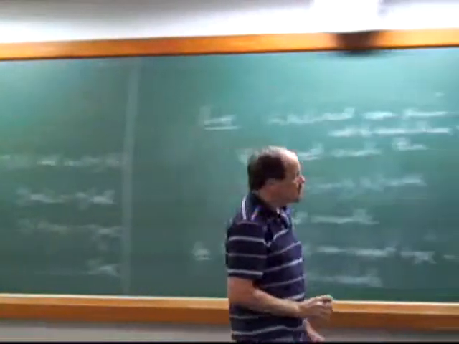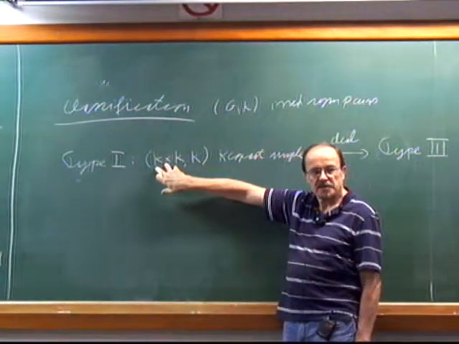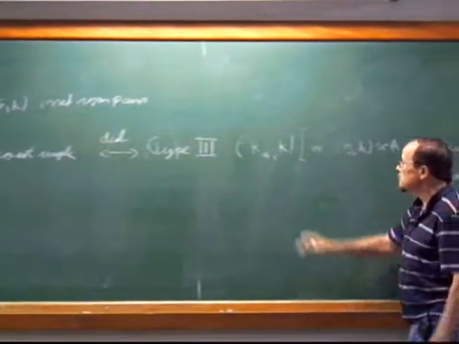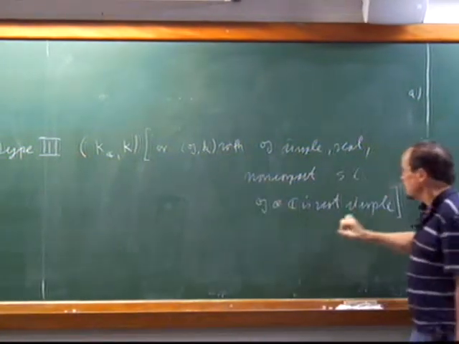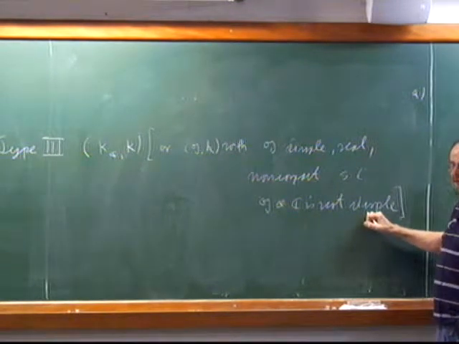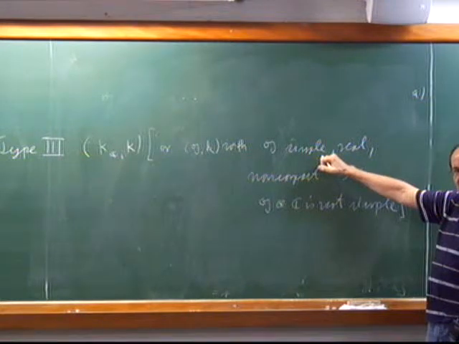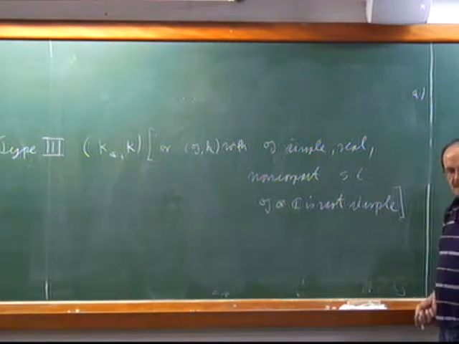For this first type, the compact type, of course, its complexification is not simple. It's the sum of two simple things. So the same thing must be on the right-hand side. This must be a Lie algebra G whose complexification is not simple. But as a real Lie algebra, it's simple. So it's simple as a real Lie algebra, but when I complexify, it's not simple anymore.